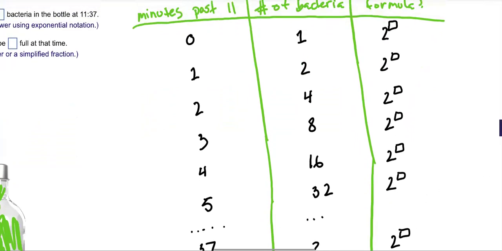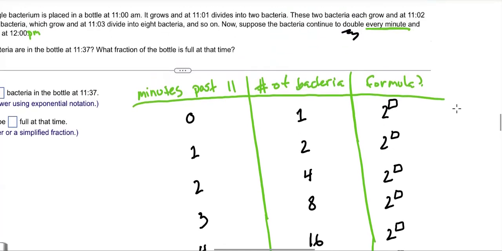I'll leave some links in the description of this video about other doubling time situations and how one might go about solving those. But for now, this one's pretty basic. It's weird, it's bacteria, but it's pretty basic. So I need to find some kind of formula. Now, the minutes past 11 is the independent variable. The bacteria depends on how much time has passed. So I'm going to set it up so that I have it equal to the number of bacteria.